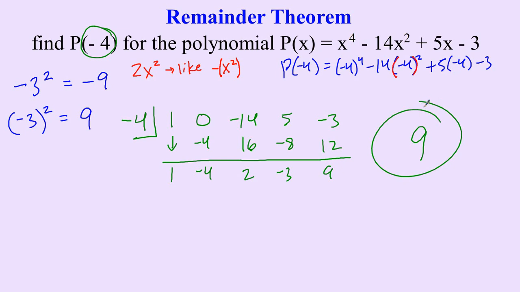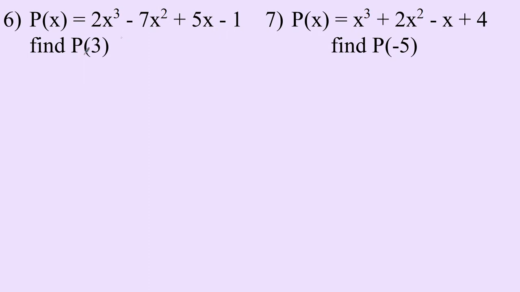Don't believe me? Do it. Do negative 4 to the 4th power minus 14 times negative 4 squared plus 5 times negative 4 minus 3. You will get 9. Guaranteed. Okay? Let's do it again. So, this is our polynomial. Plug in 3. Plug in negative 5. Yes, you can do it the old-fashioned way. If you just want to plug it into x, fine, go for it. But I guarantee it, some of you guys are going to mess that up, and I'm going to give you no credit. So, do it with synthetic. I promise it makes life easier.